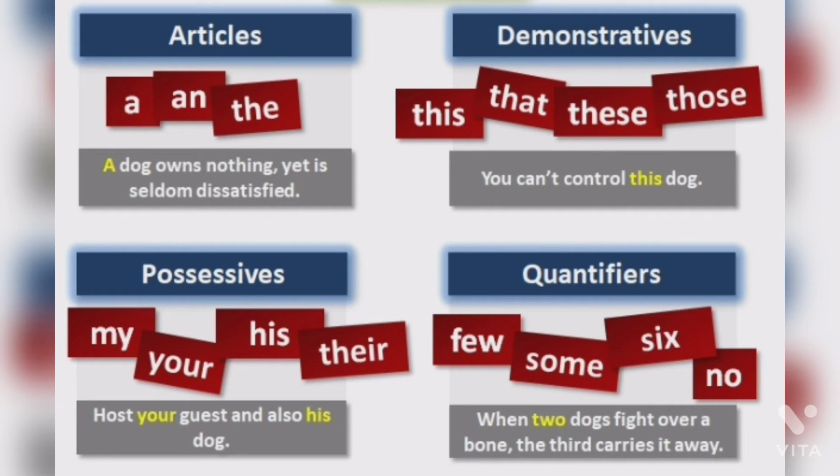Examples of articles: There is a dog in the balcony. Second, of demonstratives: This is a cat. Possessives: This is my book. An example of a quantifier: There are some chocolates in the jar. So now we will read in brief about articles.